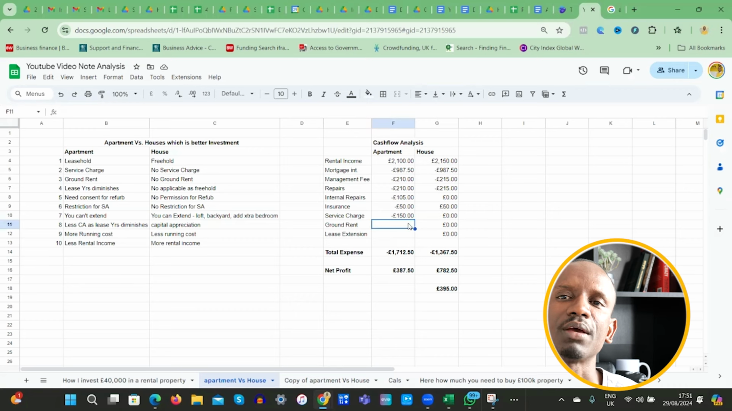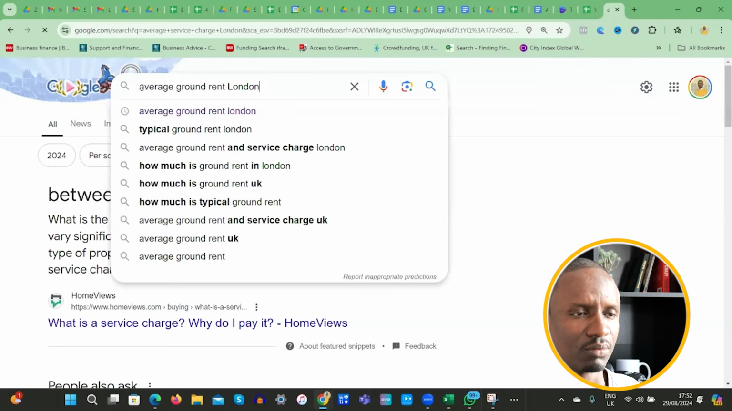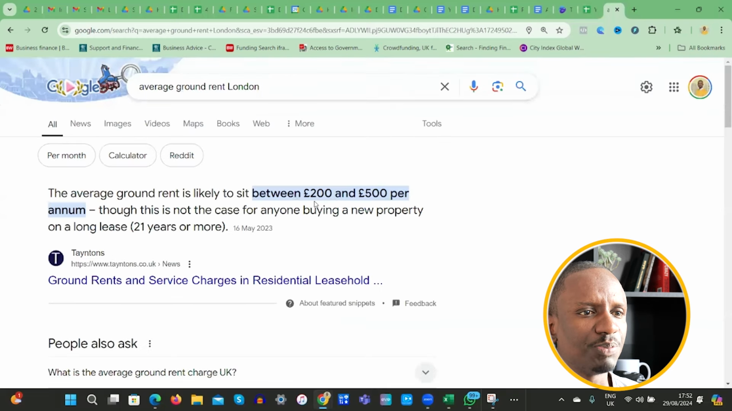Okay, and also if you have an apartment, there's something that we call ground rent. Remember the freeholder I told you about? The freeholder will charge you rent as a result of having your apartment sitting on their plot of land. Let's look how much is that in London on average. So average ground rent in London is between 200 and 500 pounds per annum. That's how much you would pay per year.